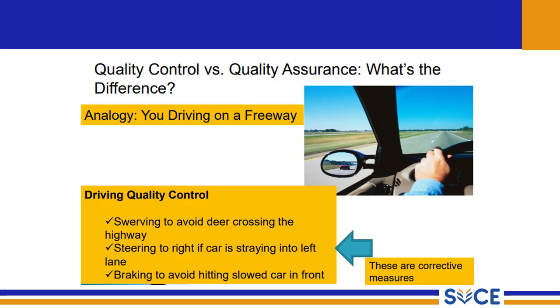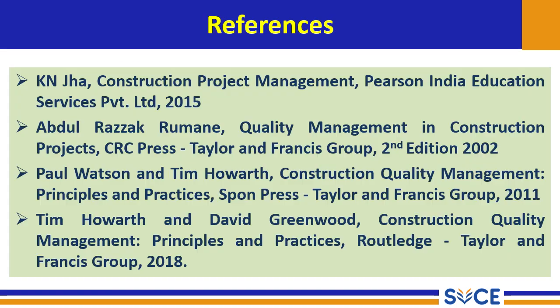Driving quality control is steering to avoid a deer crossing the highway, steering to the right if the car is straying into the left lane, braking to avoid hitting a slowed car in front. These are some quality control measures you can take while driving on a freeway. So these are corrective measures. This is all my references which I have taken to prepare this lecture.